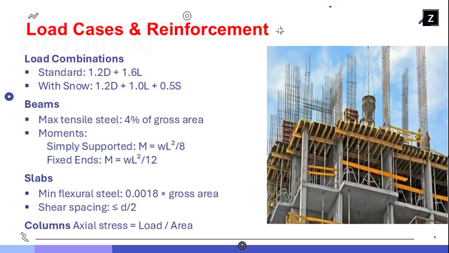Beams can have max 4% reinforcement of gross area to ensure ductility. Slabs must have at least 0.0018 times gross area in flexural steel, and shear links should be spaced at D/2 max. Columns are designed for axial stress equals load over area. This is often asked in calculation-based questions.